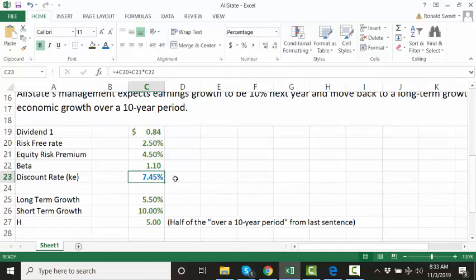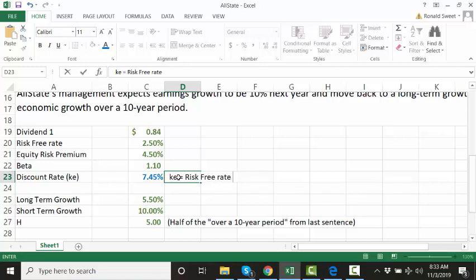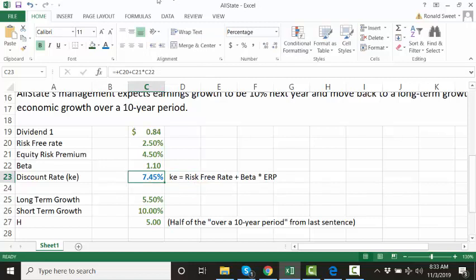The discount rate using the capital asset pricing model, so KE equals the risk-free rate plus beta times the equity risk premium. So in this case, we have 2.5% plus 1.1 times 4.5%. That gives us a discount rate of 7.45%.